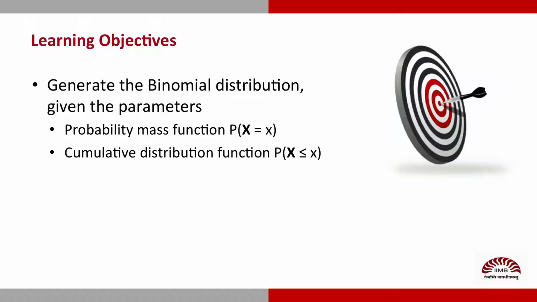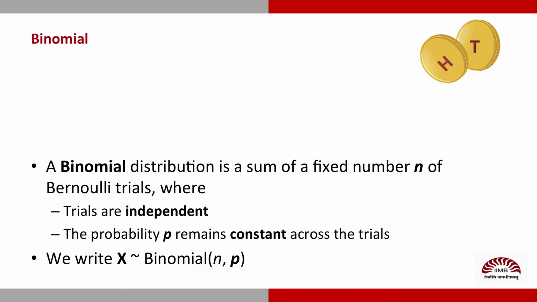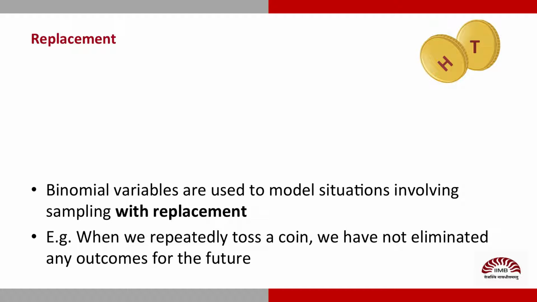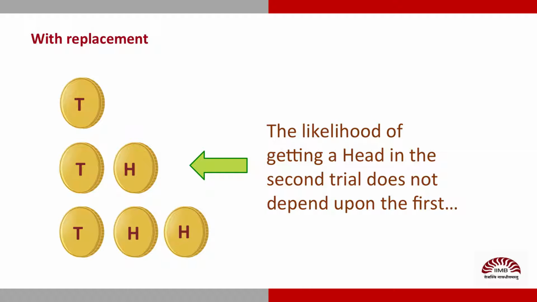Generate the binomial distribution given the parameters: probability mass function, cumulative distribution function. A binomial variable x is the sum of a fixed number n of Bernoulli trials with these conditions. The trials must be independent, the probability p remains constant across the trials, and we write x as binomial in n and p. Binomial variables are used to model situations involving sampling with replacement, like when we toss a coin and record the number of heads in a fixed number of tosses.